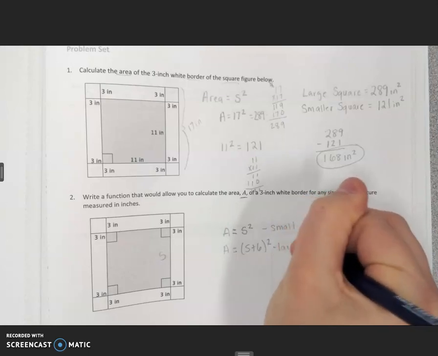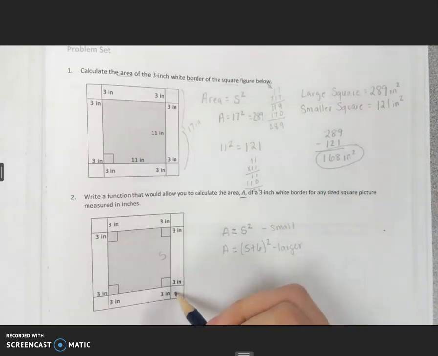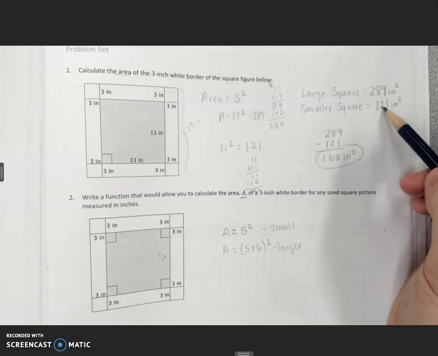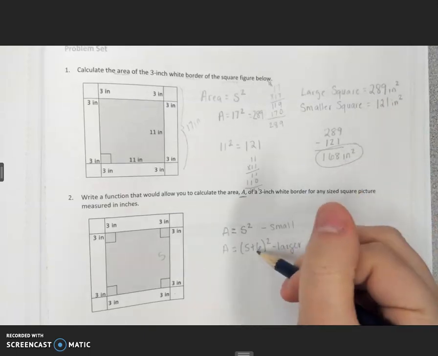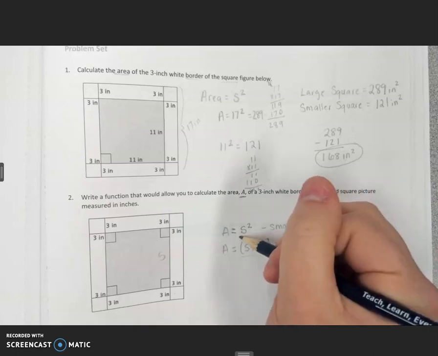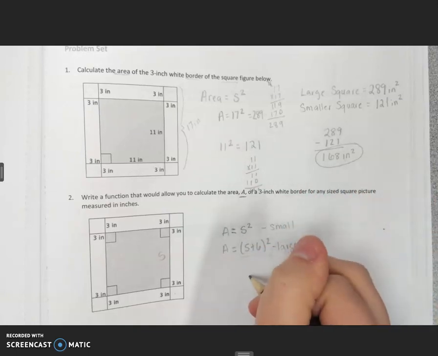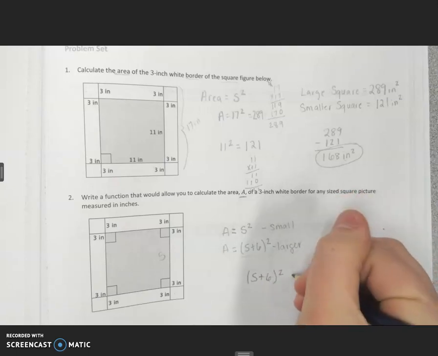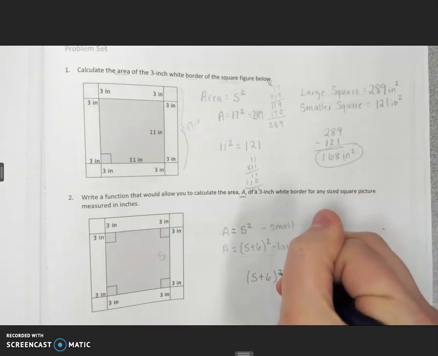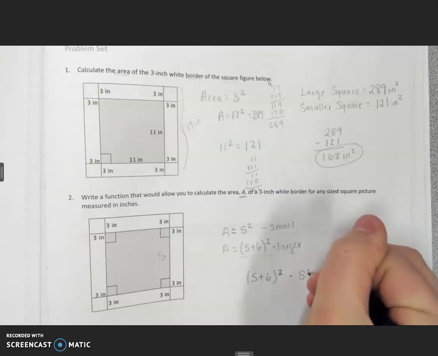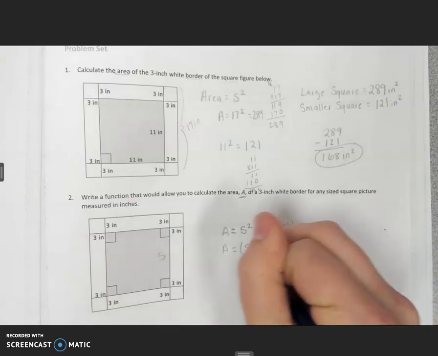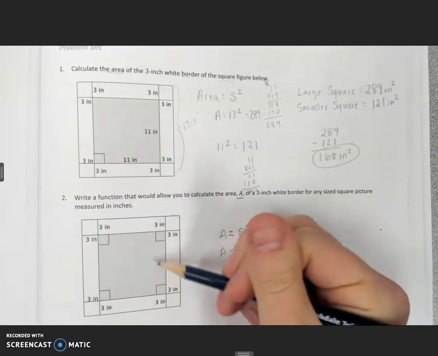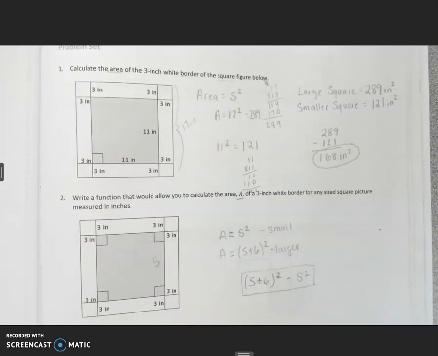So that's my smaller one. This is my larger one. And again, we're trying to find the border. Well, we know from up here that we take the larger area and subtract the smaller area. So I'm going to take my larger area and subtract my smaller, just like this. That's a 2, not a Z. (S + 6)^2 minus S squared. That is your answer. We don't know what this side is, so we use a variable to represent it.